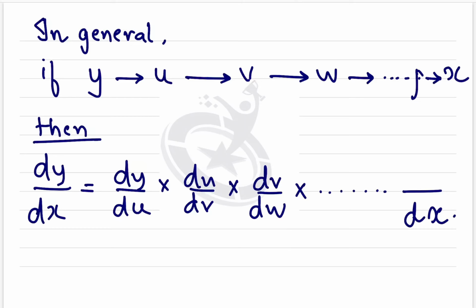Is that clear? Finally, suppose your p is a function of x. So it's going to be derivative of p with respect to x. This is called the chain rule of derivatives. Okay. So this is what you called as chain rule.